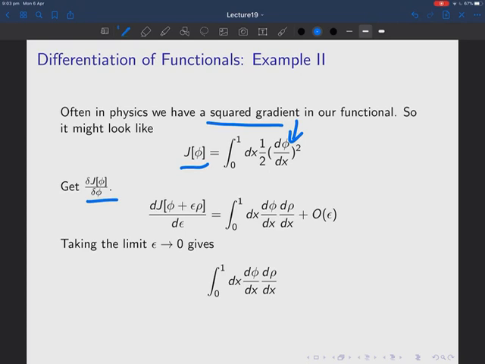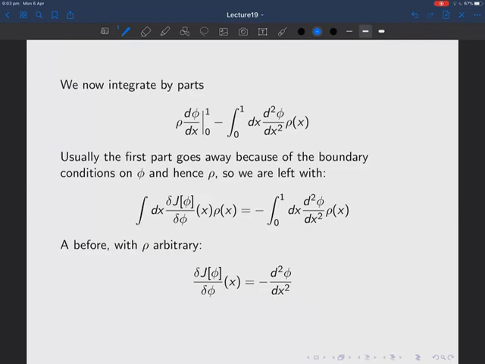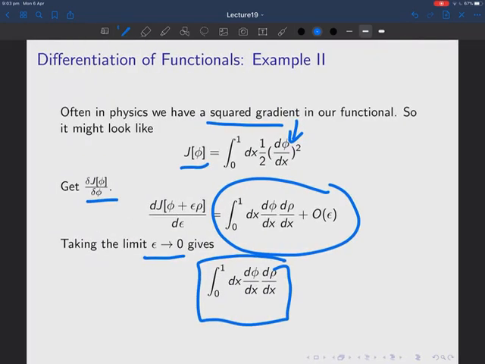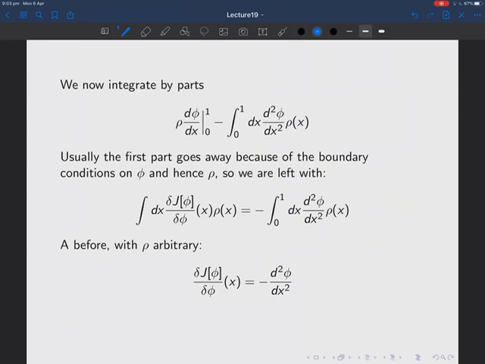What do we do? Well, we do dJ/dε of φ plus ερ at ε equals 0. If you do that, you will get this as your answer, plus some negligible terms. Go and do that yourself. Take the limit ε goes to 0, you will get this. Now we're going to integrate this by parts, because you can see this has a ρ dx, and I'd like to get rid of the ρ dx and express it just in terms of ρ if I could. So integrate by parts, I'm going to get this kind of expression.